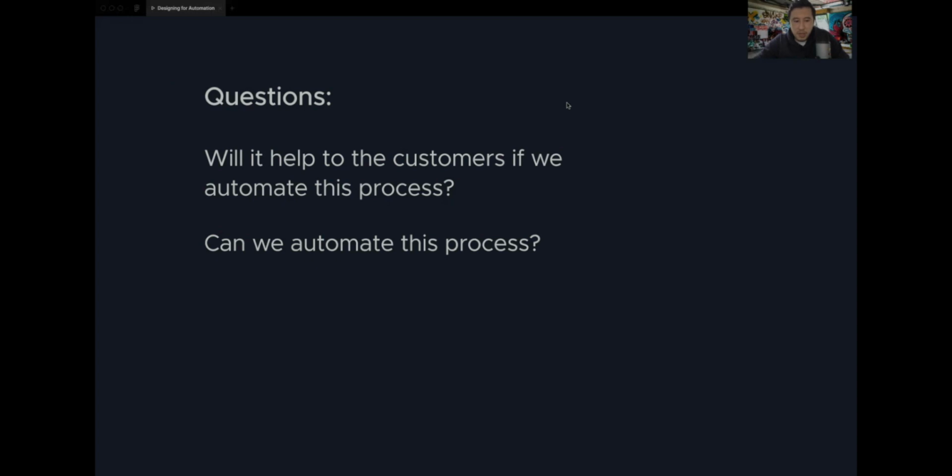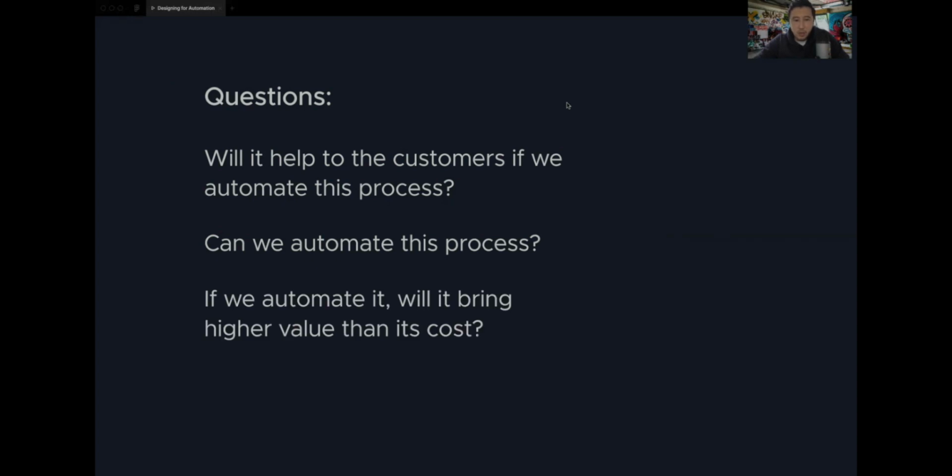If we answer yes, then the next question: if we automate it, will it bring higher value than it costs? We always spend resources on building something. We spend money and our time, and the value which the feature or product brings should be higher than its cost. And the next question is, if yes, how can you automate this process? The main reason was asking these questions while thinking about the design solution.